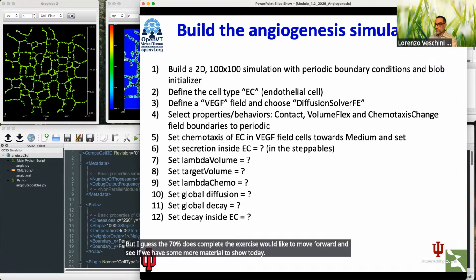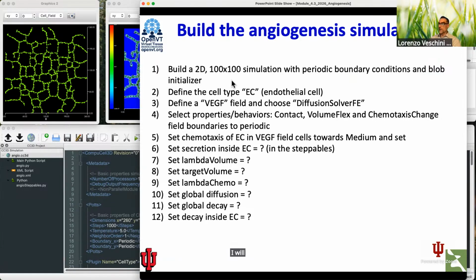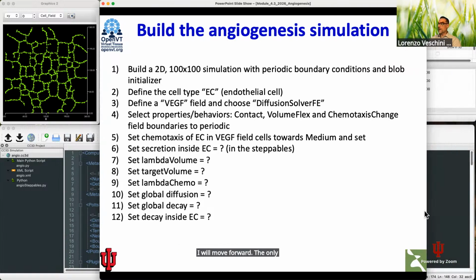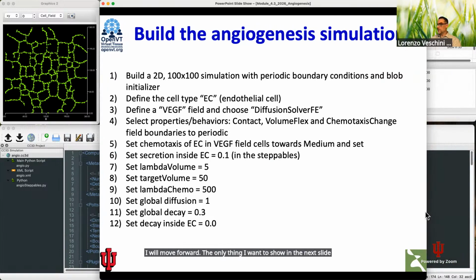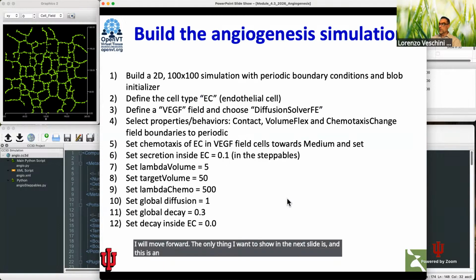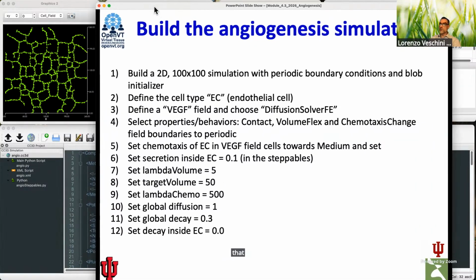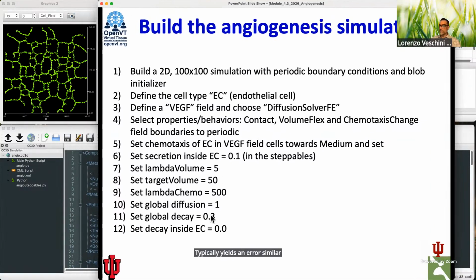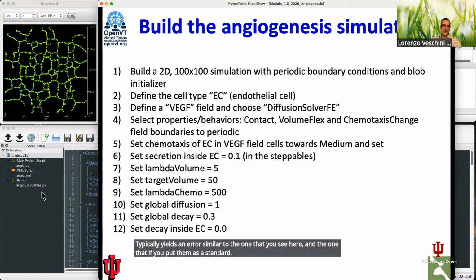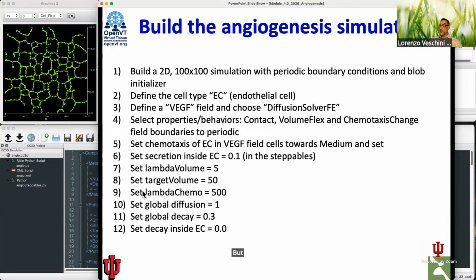So I will move forward. The only thing I want to show in the next slide, and this is an ongoing exercise, are the parameters that typically yield a network similar to the one that you see here. If you put them as a standard, they will give you something similar to that.